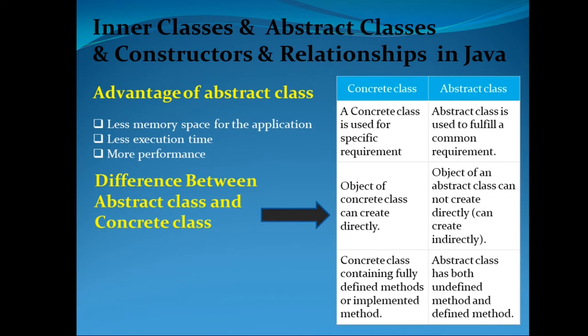Object of concrete class can be created directly. Object of abstract class cannot be created directly; that means it can be created indirectly. Concrete class contains fully defined or implemented methods. Abstract class has both undefined methods and defined methods. Please note this difference. These are very important differences. No one tells you that.